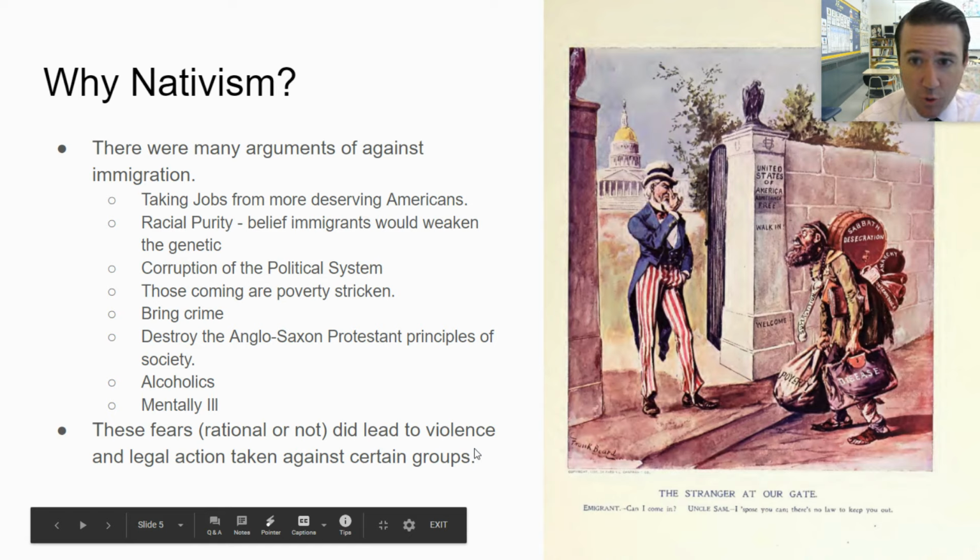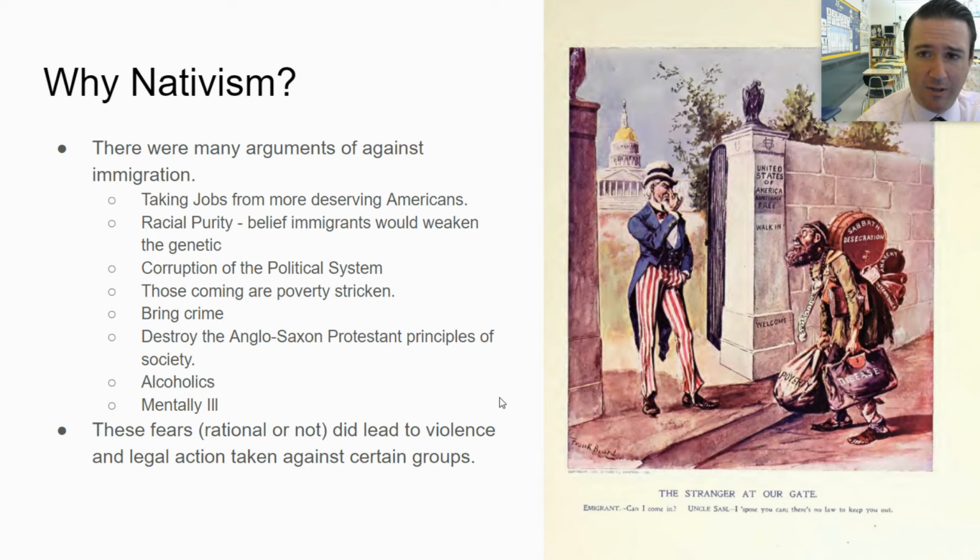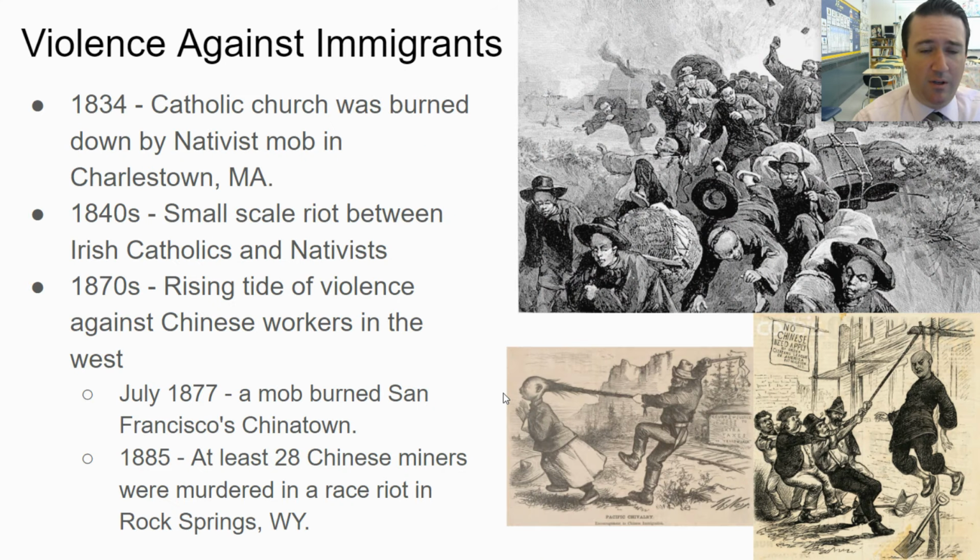This whole situation does lead to violence, and it does lead to some legal actions by the government to curtail and stop the flow of certain groups into the United States. So we're going to look at some examples of those. You can go back to violence against immigrants in a lot of places. I've just picked out a few of them.